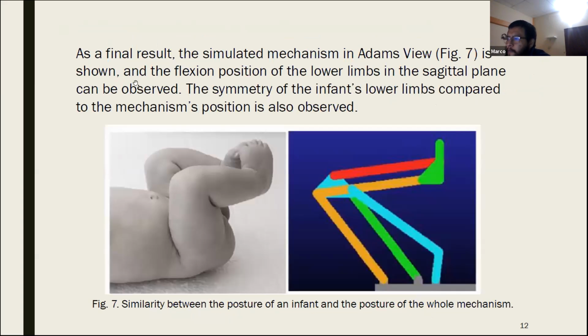Final result: in the simulation of the mechanism in Adams View, the flexion position and the lower limbs in the sagittal plane can be observed. The symmetry in the infant's lower limbs compared with the mechanism position is also observed.